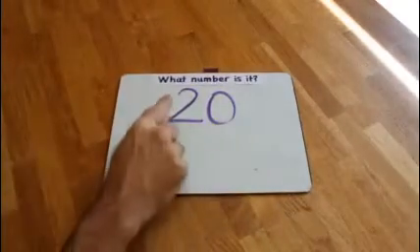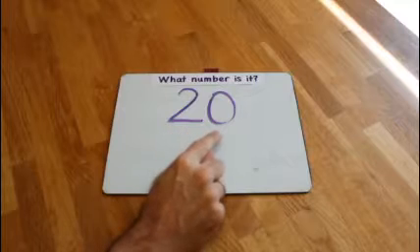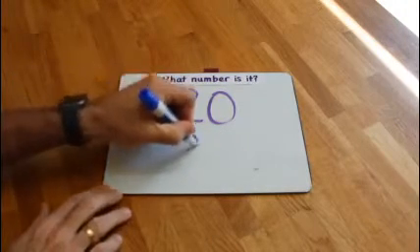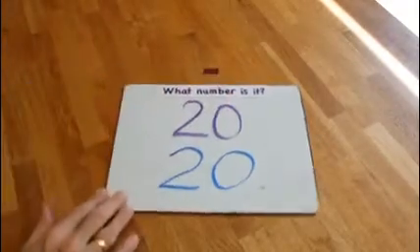Read it with me. What number is it? 20. How do you make a 20? A 2 for the tens and 0 for the ones. 20.